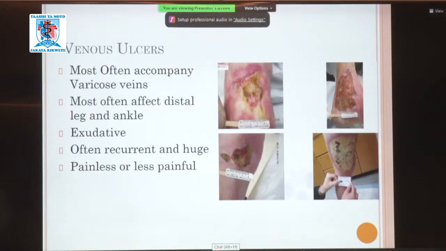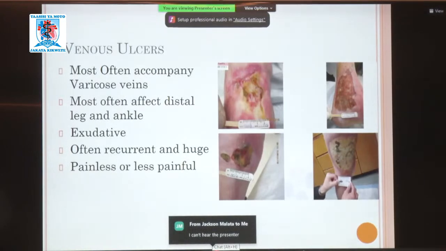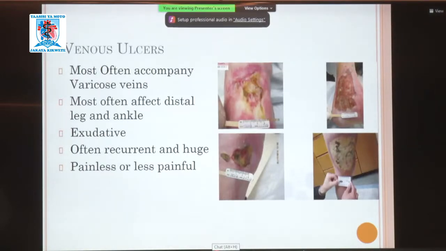With venous ulcers, often the legs are big, they have varicose veins, they're usually painless, and they're recurrent and very large. They're usually on the shin or the upper surface, and they're exudative.